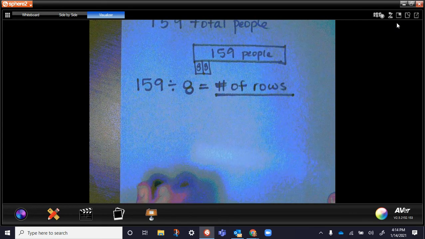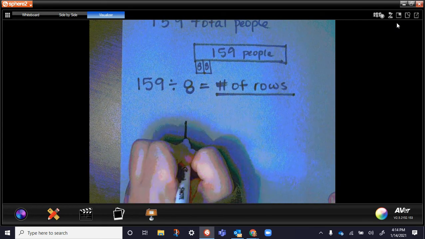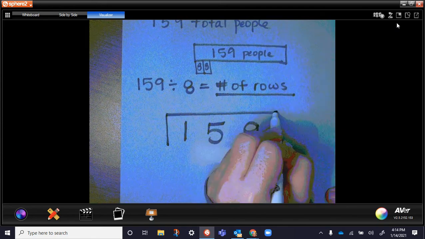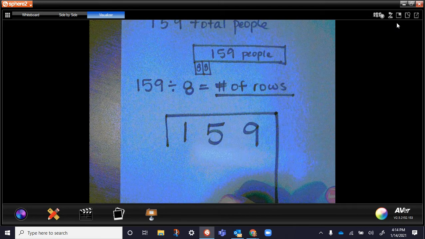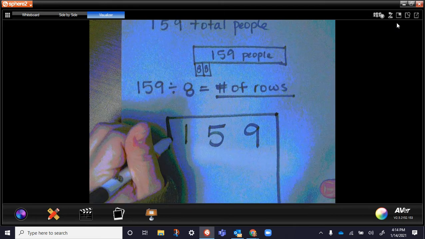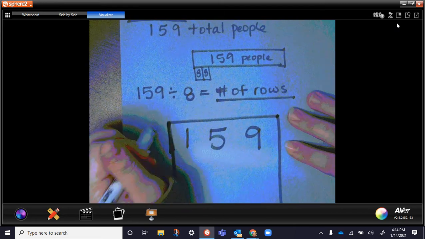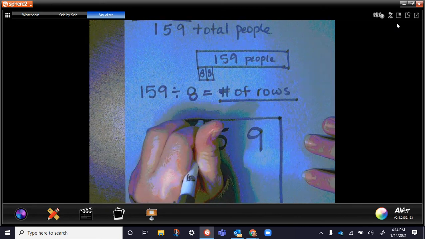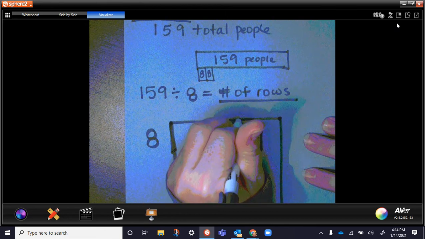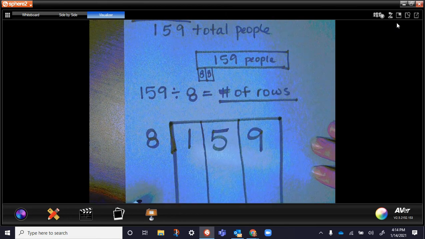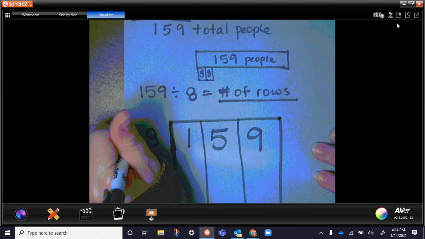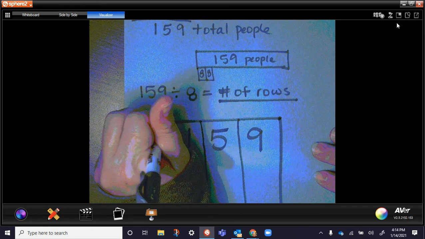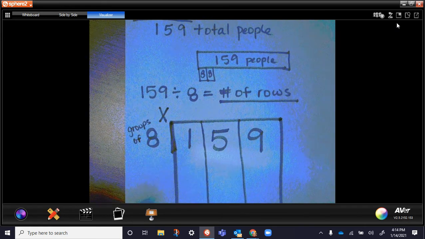So let me set up my problem. My large number goes on the inside. We're going to make our box. Whoop. And my small number goes on the outside. And I'm going to make my lines. So I'm going to split this all up. And I'm doing groups of 8. I'm going to put my multiplication symbol right there in the corner to help me.